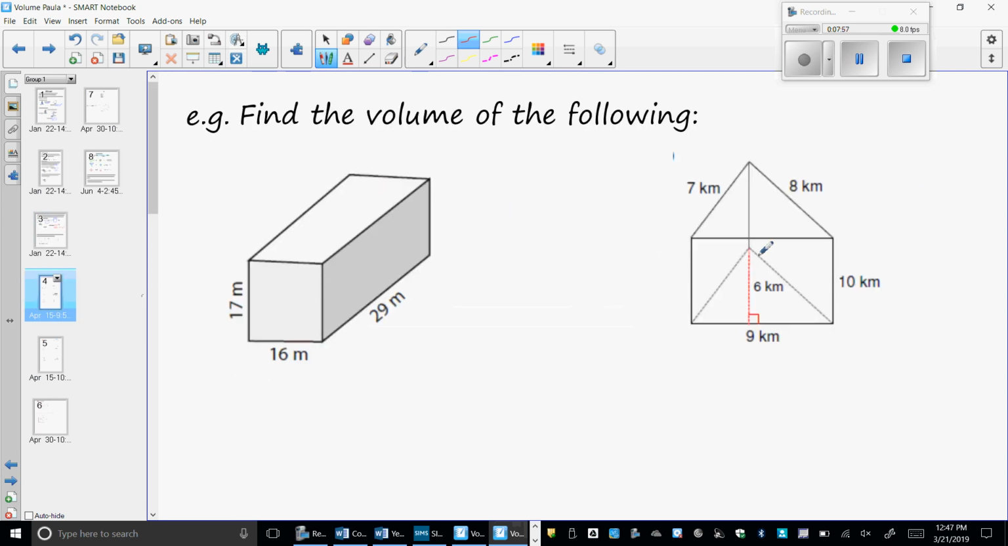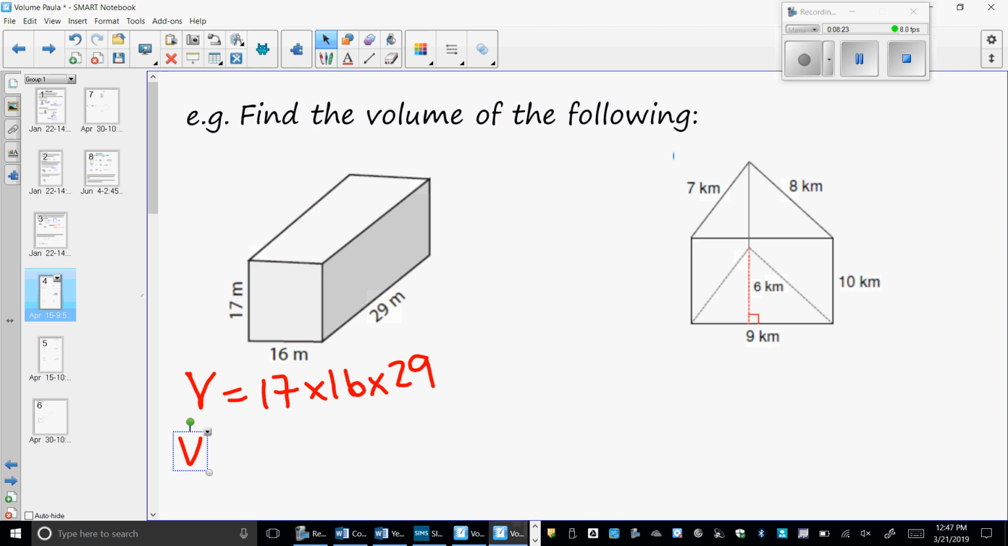Right, to find the volume of the following. So this first one is a cuboid, so we are going to multiply those numbers together. So we've got 17 multiplied by 16 multiplied by 29. That gives us 7,888 meters cubed. So notice this one's meters.